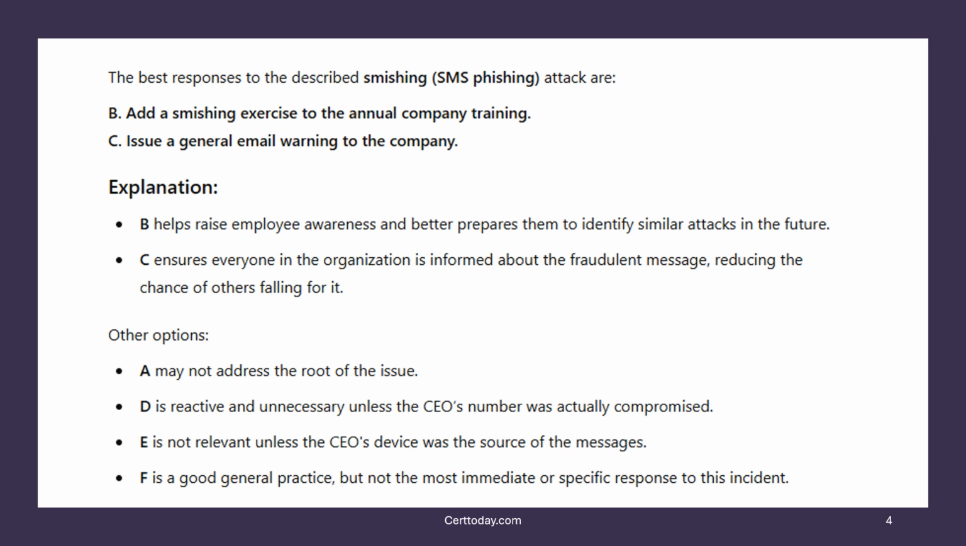The other options are not the right choice because A may not address the root of the issue. D is reactive and unnecessary unless the CEO's number was actually compromised. E is not relevant unless the CEO's device was the source of the messages. And F is a good general practice but not the most immediate or specific response to this incident.